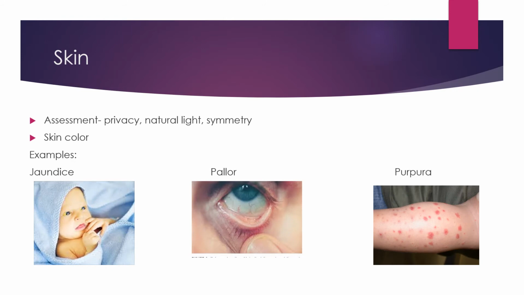Looking at skin, you can note the color. Maybe the color is jaundiced, which has a yellowish tint, like you see in the first image of the baby. Pallor: you can look at the inner part of the eyelid and see the paleness noted. Purpura, as indicated by the third picture, where you notice the red areas across the forearm. I think that's the patient's forearm. You want to assess the skin in an area that has good natural light, and note whether the skin coloring is symmetric.